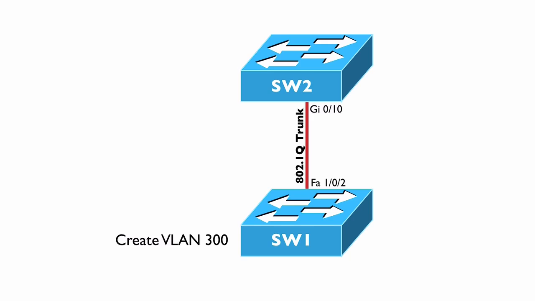a VLAN on SW1, that's going to trigger a VTP advertisement that's going to flow over that trunk up to SW2. Once SW2 receives that advertisement, it's going to learn that VLAN and it's going to add that VLAN to the database. Let's go out to the gear right now and set up VTP and then create a VLAN.